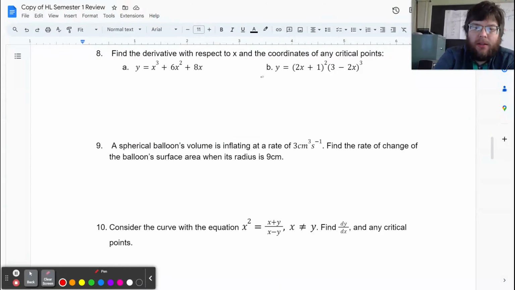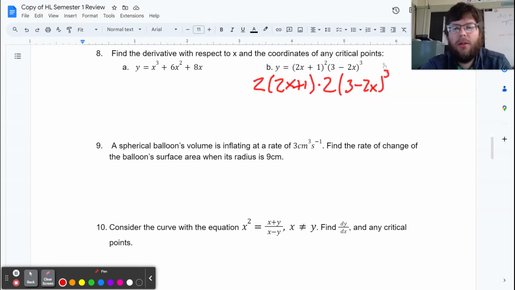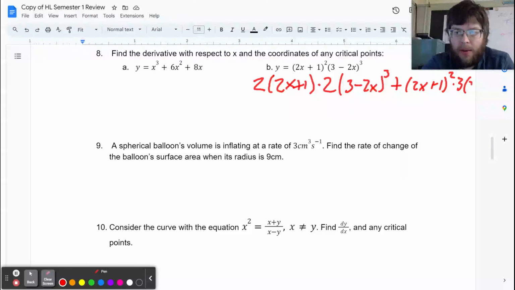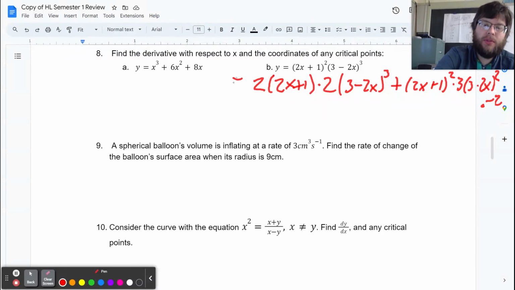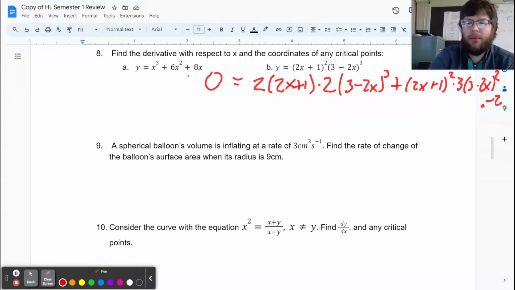For part B, you're going to do a product rule. You could FOIL it all out if you want to, but I actually suggest doing a product rule. So that's my f prime times g plus my f times g prime. Okay, and if I want that to all equal 0 to find my critical points.